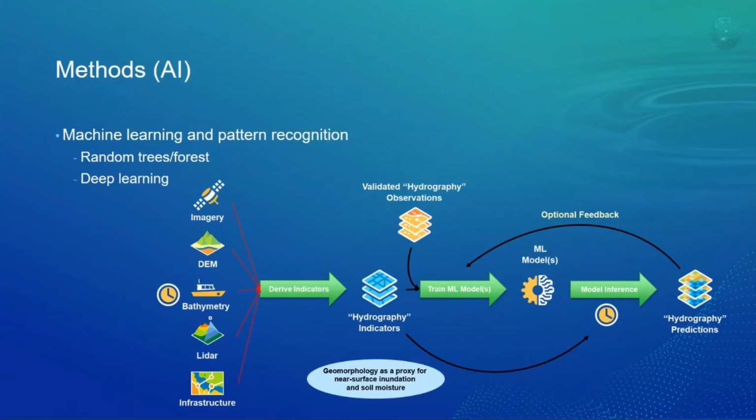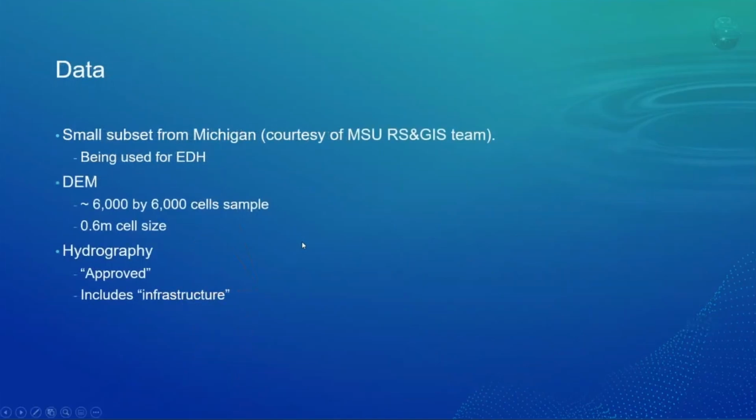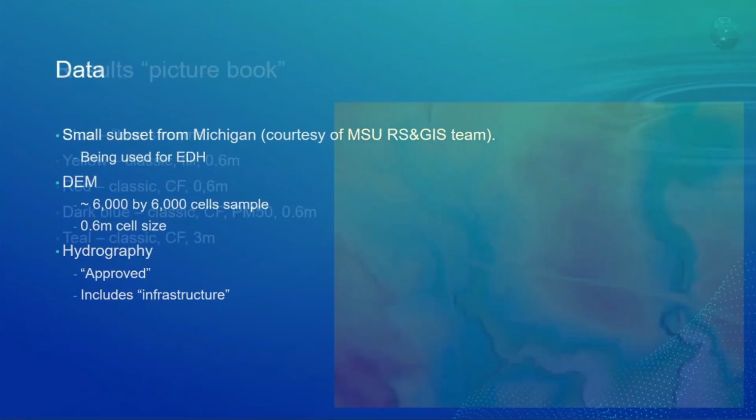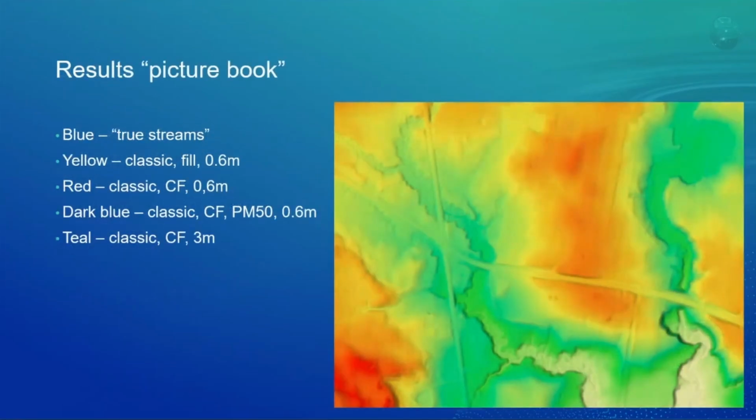So I'm going to show you, all right, what I call the picture book, a lot of results based on a very small area, about 6,000 by 6,000 cells. These are 0.6 meter cell size digital elevation model. And this is, I like to call it dirt, right?